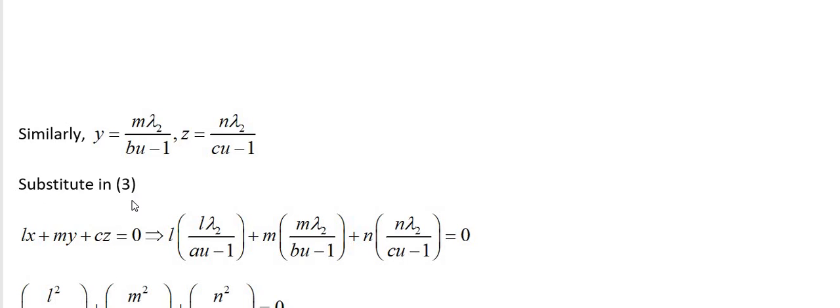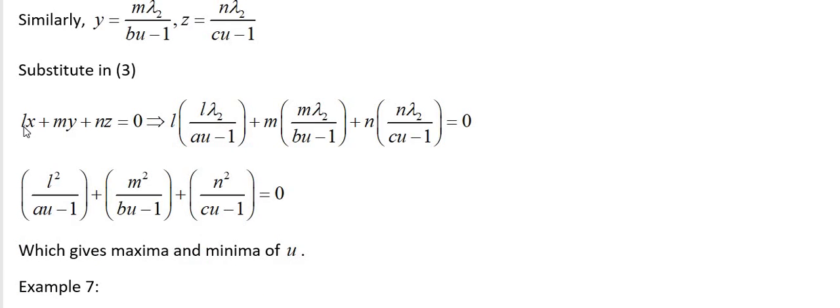Substitute in 3, that is Lx plus My plus Nz equal to 0. Here you can observe the equation is Lx plus My plus Nz equal to 0, not Cz. L as it is, I am going to substitute the x value, that is this one, plus m as it is, the y value, this one, plus n as it is, the z value, this one, equal to 0.